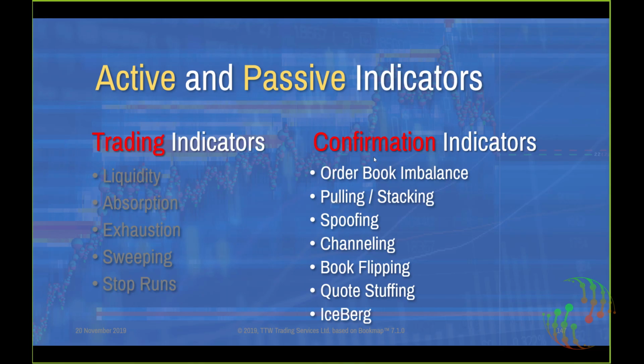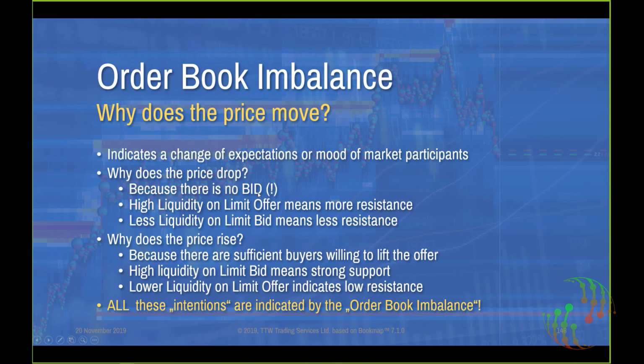Good. Now confirmation indicators. We want to continue with the passive indicators. As said in my terminology, these are the nouns we are talking about, and now we are coming to the verbs, because they are absolutely important, because they're showing us that we are on the right side of the market. Order book imbalance.